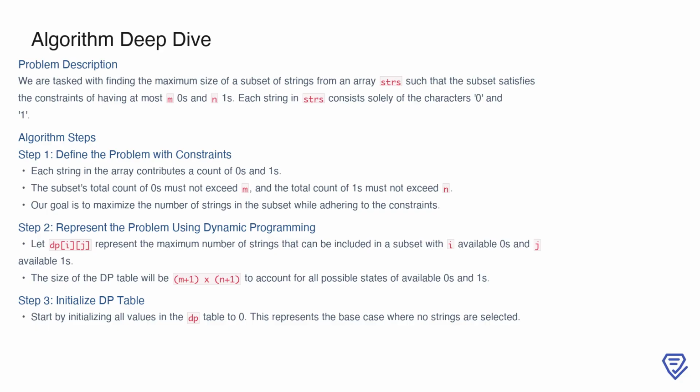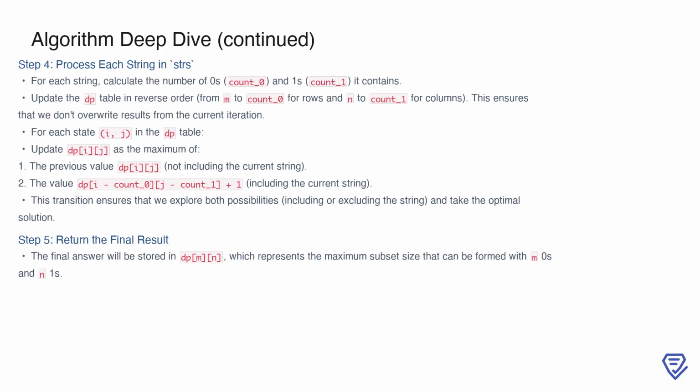Now, we consider processing each string in the array strs. For any given string, we calculate the number of zeros, denoted count_0, and the number of ones, denoted count_1, that it contains. To update the DP table, we iterate in reverse order, starting from m down to count_0 for the rows, and from n down to count_1 for the columns.